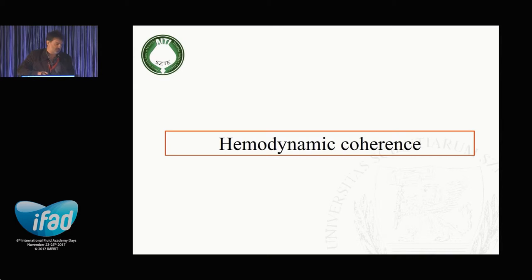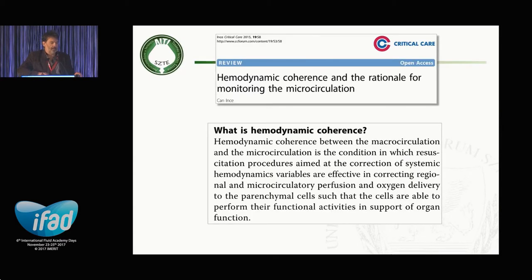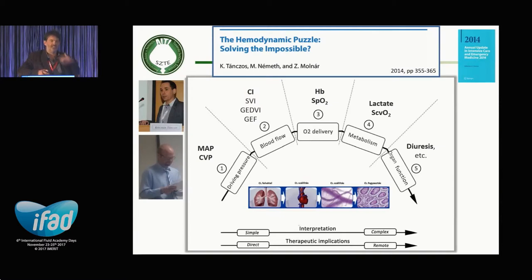Now, let me introduce to you, although Gianninci has left the conference, hemodynamic coherence, and this is his review in Critical Care from 2 years ago. Hemodynamic coherence means that macrocirculation and microcirculation must be coherent. In other words, when you correct your macrohemodynamic parameters, these should correct microcirculatory perfusion and oxygen delivery. And this is exactly what we've been saying for several years now.